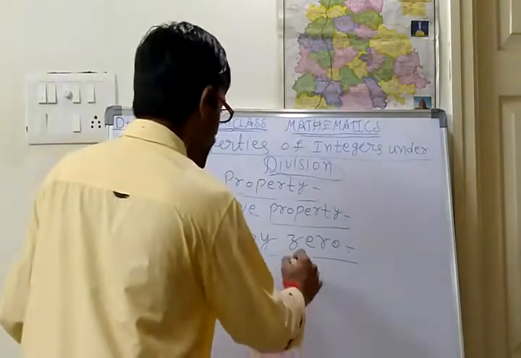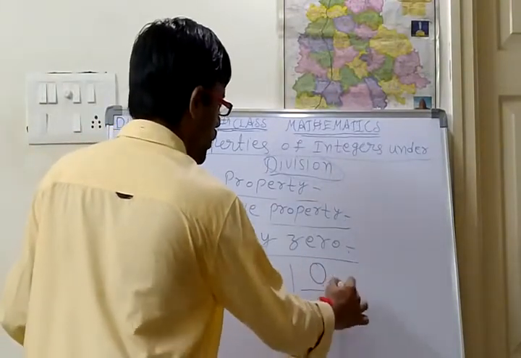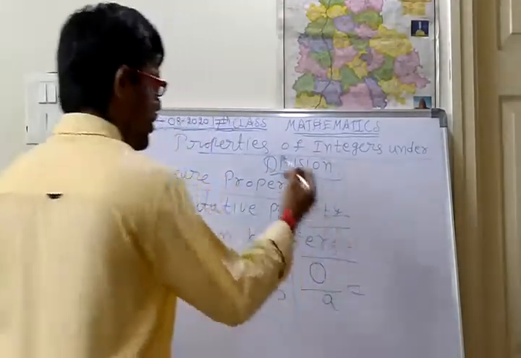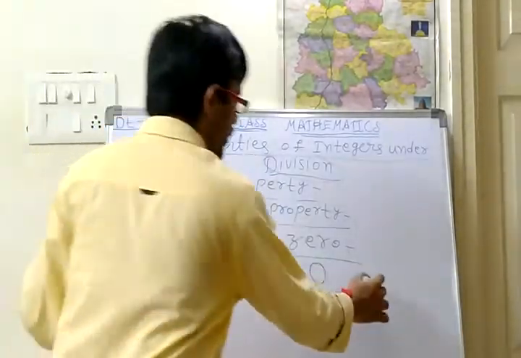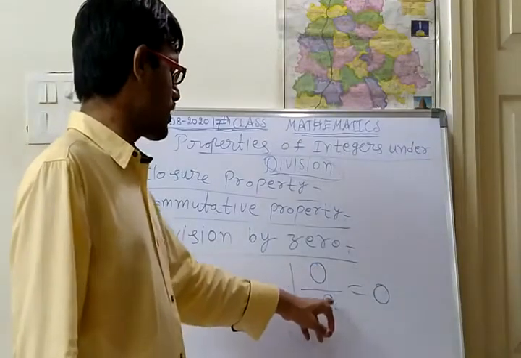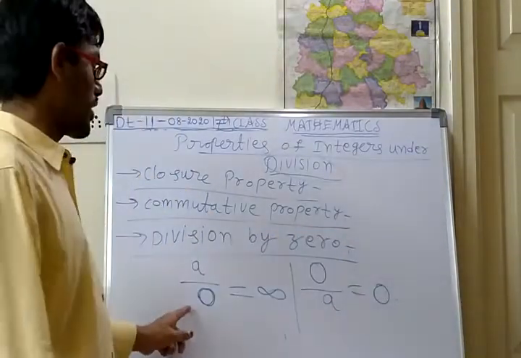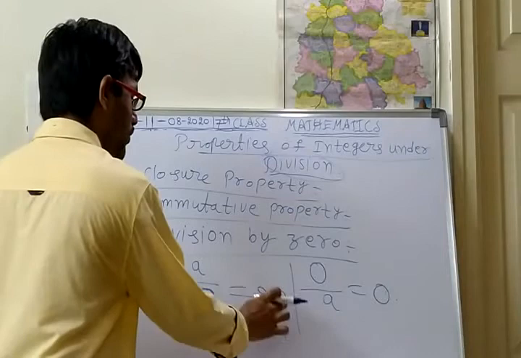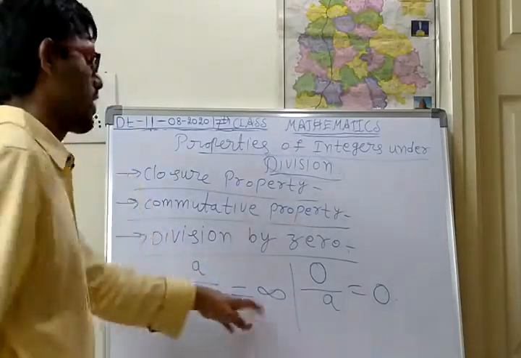Instead, if you keep 0 in the numerator and any integer in the denominator, this will give 0. So 0 by something is 0. Something by 0 is undefined. We can't define it. Like this you have to write.